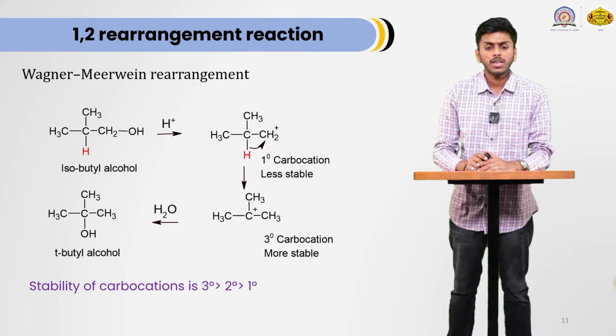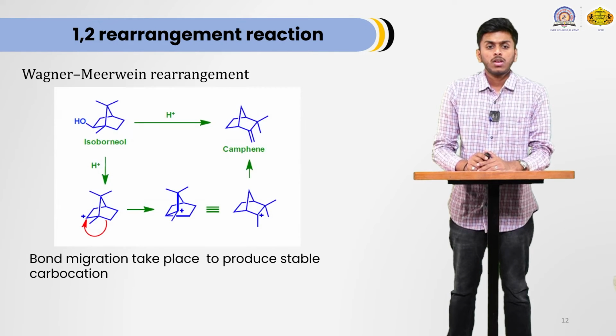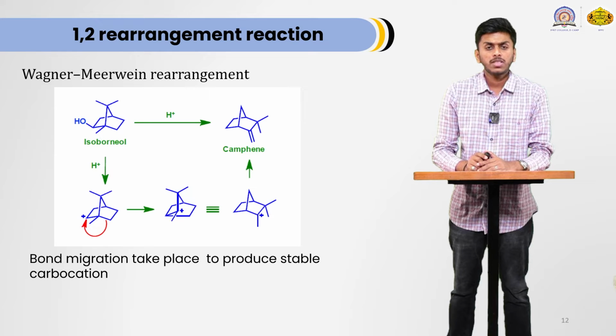The stability of carbocation is tertiary greater than secondary greater than primary. In this whole mechanism, the primary carbocation, which is less stable, is converted into tertiary carbocation, which is more stable. This is one of the reasons, or a driving force, for the Wagner-Meerwein rearrangement reaction. The second example of Wagner-Meerwein rearrangement is the conversion of isoborneol in presence of acid to camphene. Here the 1-2 rearrangement takes place and the bond migration takes place to produce a more stable tertiary carbocation from a secondary carbocation.